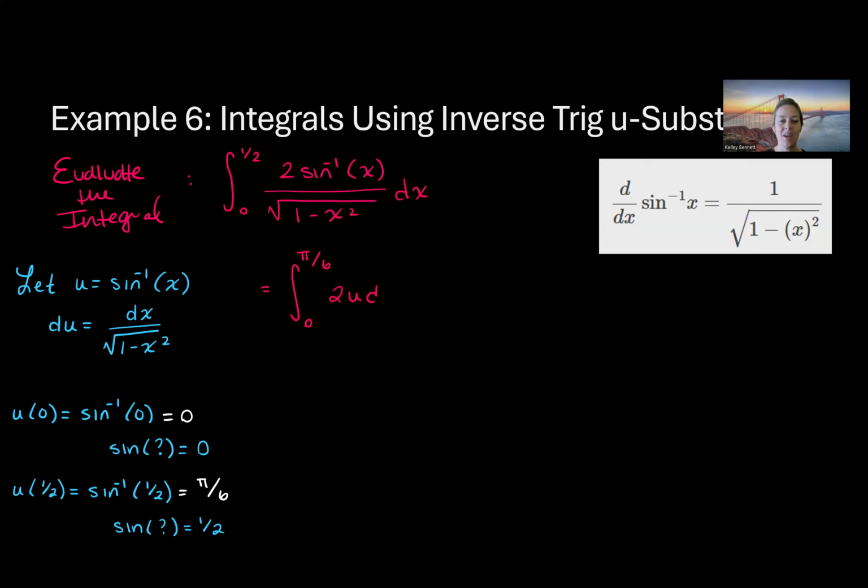All right, so I'm going to have 0 to pi sixth as my new limits of integration, and then my u-sub is just 2u du. So nothing happened with the 2, it just remains, and then it really is just u du. So hey, look, u squared from 0 to pi sixth. You know it, I know it, it's pi squared over 36. Yay, that's the answer.